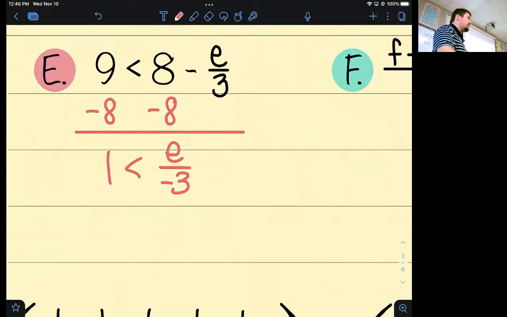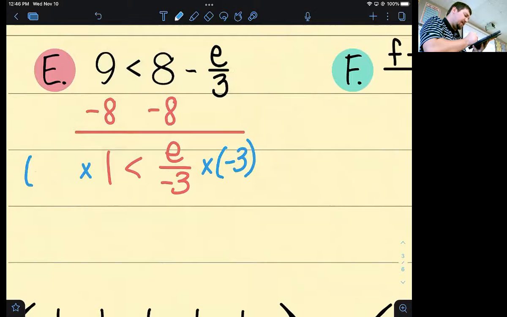Michael, what's the opposite of dividing by -3? Good. So we're going to multiply both sides by -3. And do I flip the sign when I multiply by -3? What do you guys think? Yes. Yeah. I'm multiplying by negative, right? So I have to flip the sign.